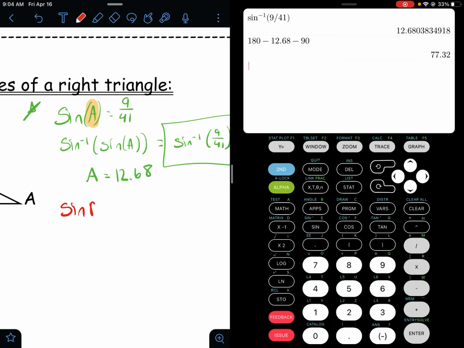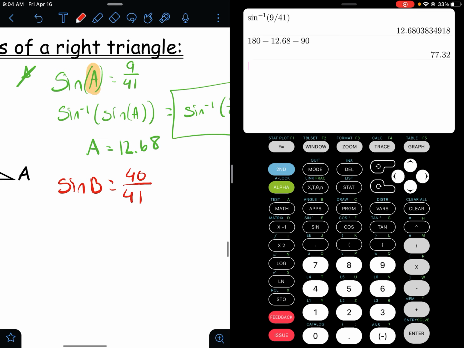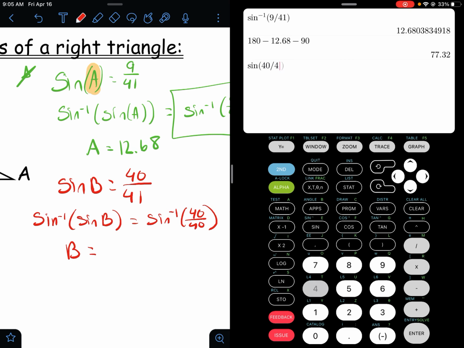So we're going to do sine of B equals our opposite, which is 40, over our hypotenuse, which is 41. So then if we're trying to get B by itself, we need to do the opposite of sine, which is sine inverse. And what you do to one side, you do to the other. So we end up with B equals, and we need to calculate it. So we're going to do second sine inverse. We're going to do 40 over 41.